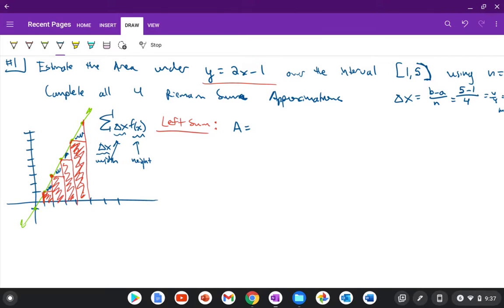It's pretty obvious based on this picture because we've got 1, 2, 3, 4, 5. This is a very easy basic one. The width of all of these is 1, and then our height is going to be whatever the function value is.